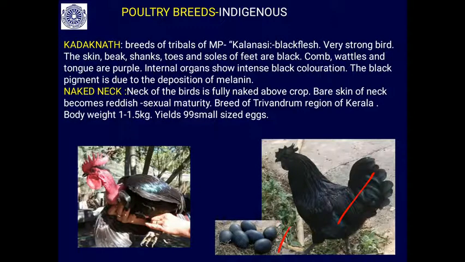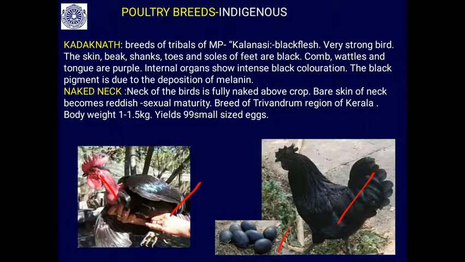Then the naked neck. There is no feather covering in the neck region, so the neck of the bird is fully naked. The bare skin of the neck becomes reddish during sexual maturity. It is a breed of the Trivandrum region of Kerala. Now in many parts of India they are rearing this for backyard poultry. Its egg yielding capacity is 99 small sized eggs per year, and it is a small bird.